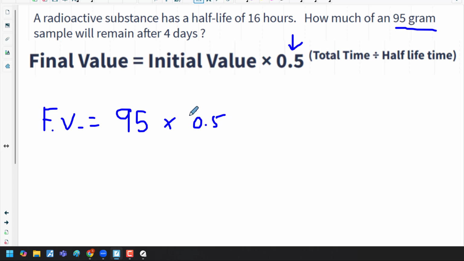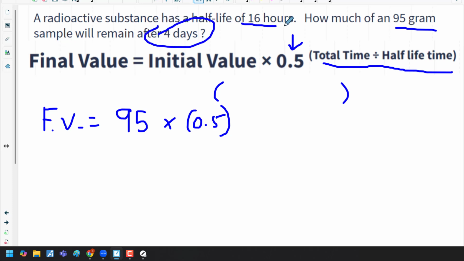0.5 to the power of, this is the tricky part with half-life, figuring out the exponent. So it's the total time divided by half-life time. So what's total time? Sample will remain after 4 days, and the half-life of 16 hours. So half-life time is 16 hours. That's here. 16 hours.